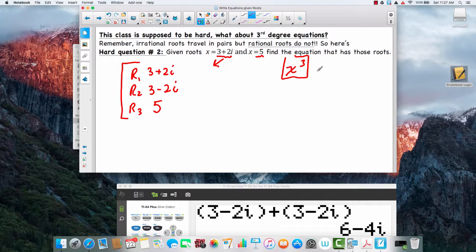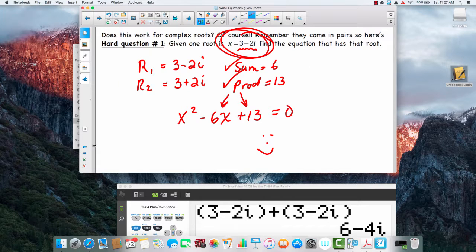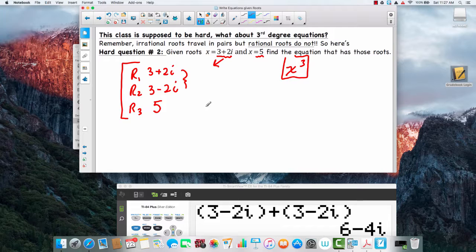Okay, so to save some time, we already did this, right? That was in our last slide. And the solution to that was x squared minus 6x plus 13. So now what? Well, let's take 5 and make it like our t-chart. If one of my roots is 5, remember from the beginning, that means it probably came from x minus 5 as one of the factors.